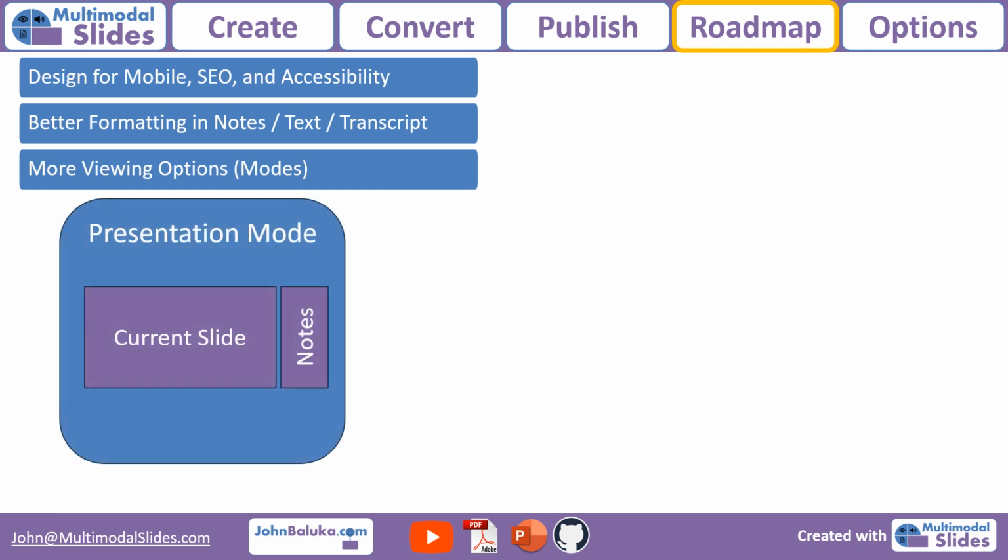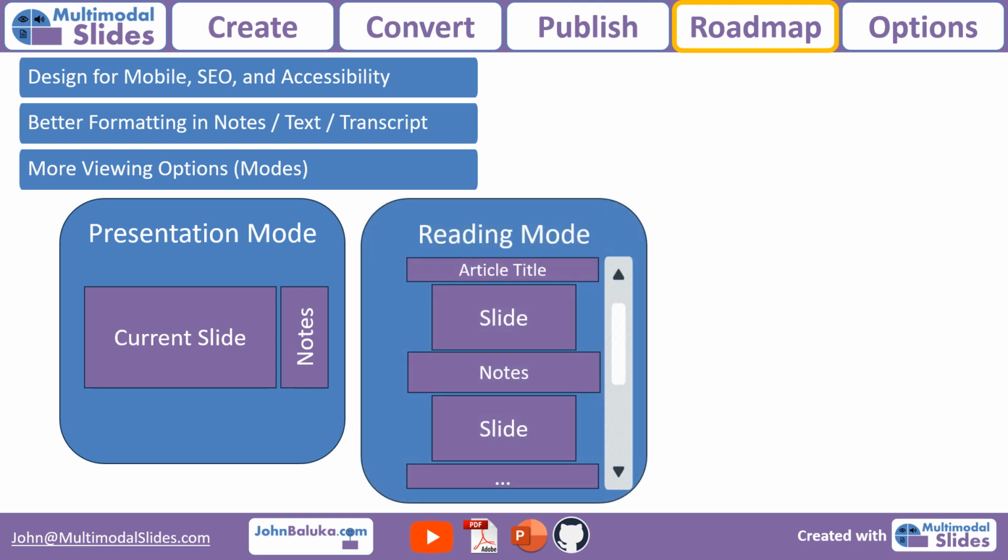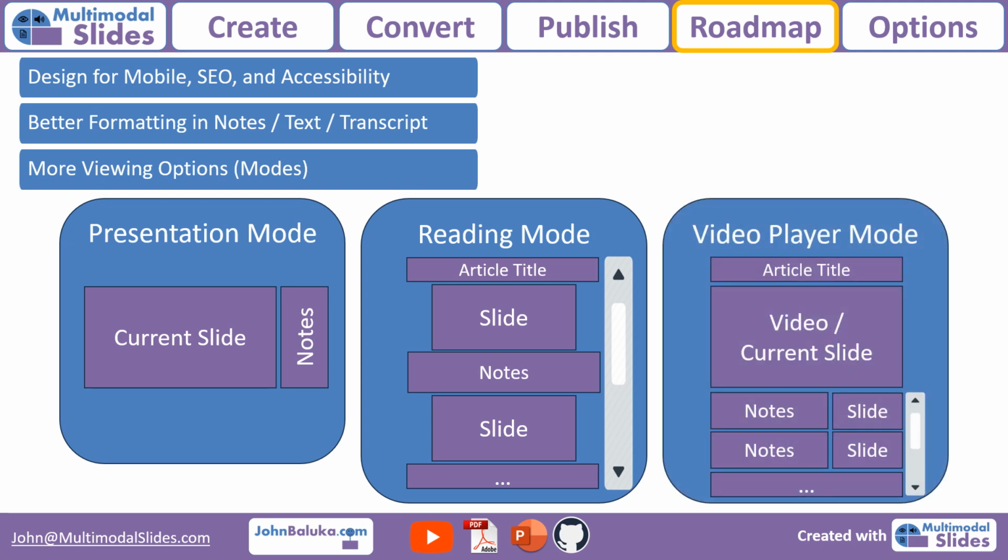The primary goal is to provide more viewing options, otherwise known as modes. The presentation mode is the current available experience. It is a similar experience to how you can share an embedded PowerPoint or Google Slides presentation without the player capability. The reading mode has more of a blog post look and feel. It is a nice alternative for someone that wants to quickly scroll through the content. The video player mode is a combination of the presentation mode and the reading mode. As the presentation plays, the notes and slide thumbnails scroll with the player.